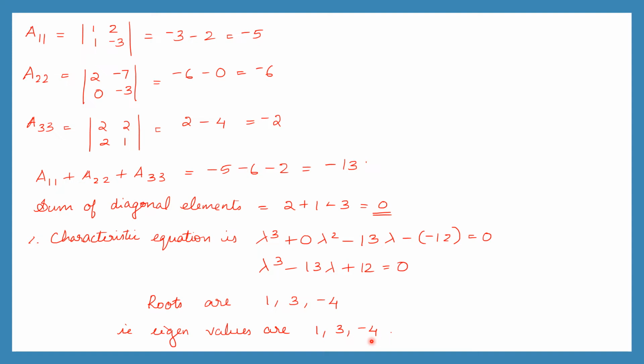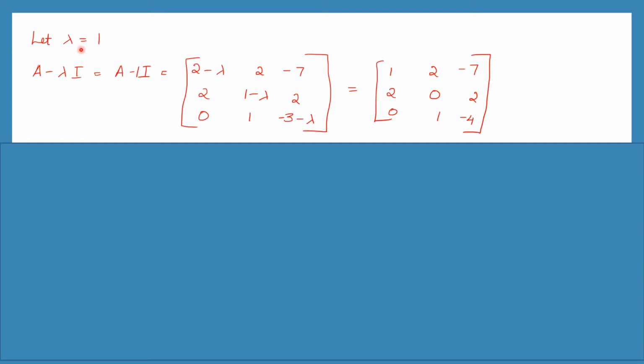Now we move on to the second step. We have to obtain the eigenvectors. So since we have 3 eigenvalues, we need 3 eigenvectors. So for that, we have to take the first value for lambda. So here the lambda is equal to 1, that is the first root. So A minus lambda I, which is equal to A minus 1I. For that, we have to calculate the corresponding A minus 1I.